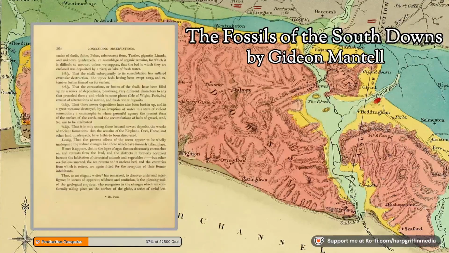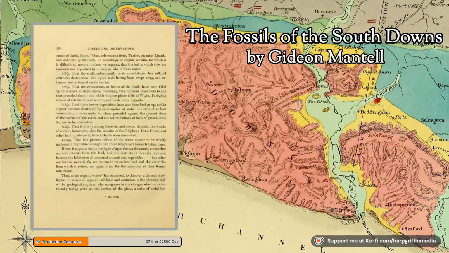Lastly, that the present effects of the ocean appear to be wholly inadequate to produce changes like those which have formerly taken place. Hence it appears that in the lapse of ages the sea alternately encroaches on and retreats from the land, and the districts it formerly occupied become the habitation of terrestrial animals and vegetables. But other revolutions succeed, the sea returns to its ancient bed, and the countries from which it retires are again fitted for the reception of their former inhabitants.